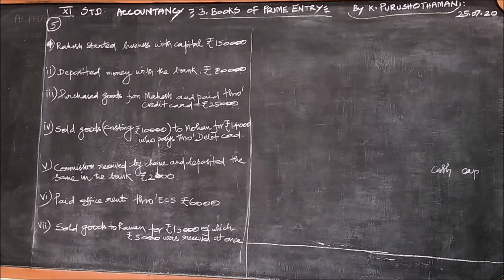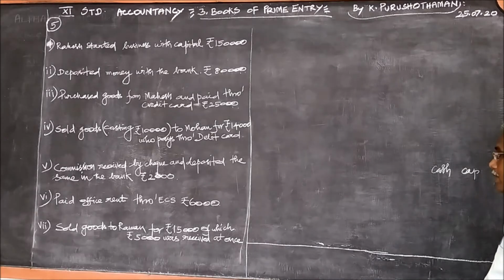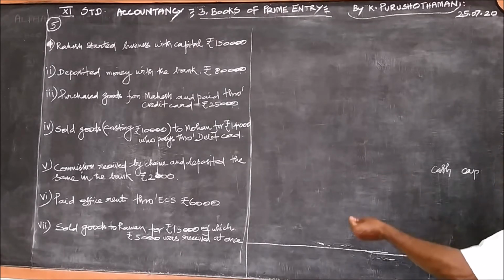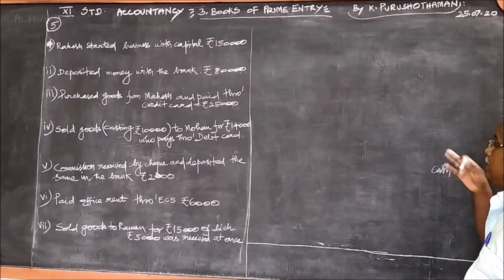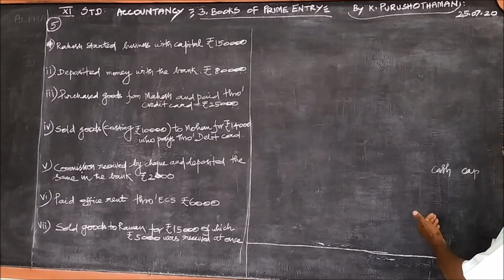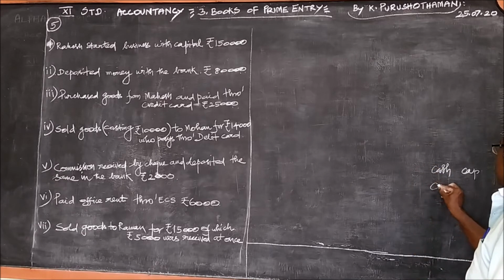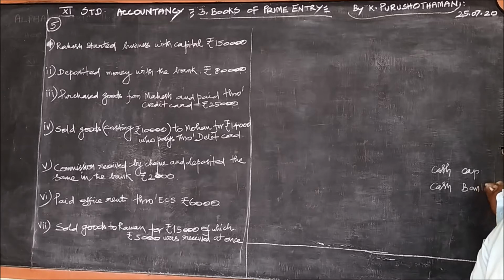The second one, deposited money with the bank. When money is deposited, the money in the business is taken out and it is deposited into the bank. Therefore, from the business, cash goes out and bank will receive it. Therefore, cash, bank.